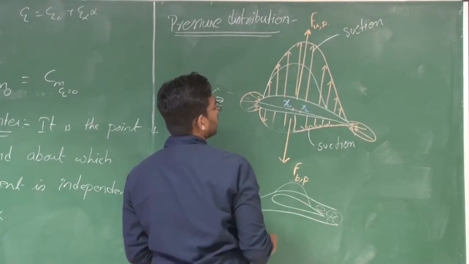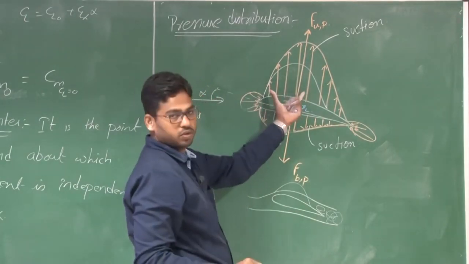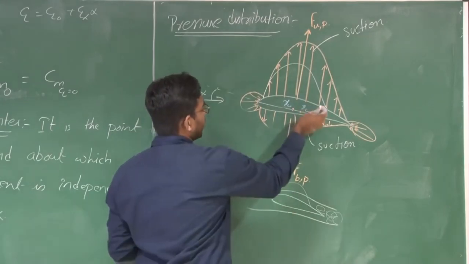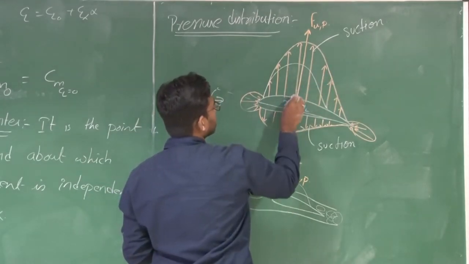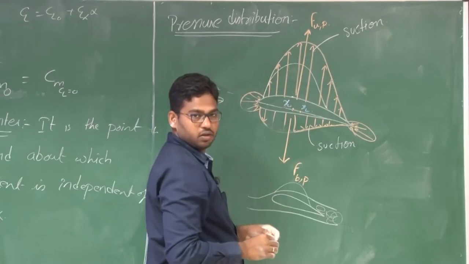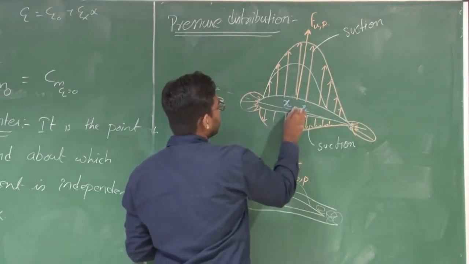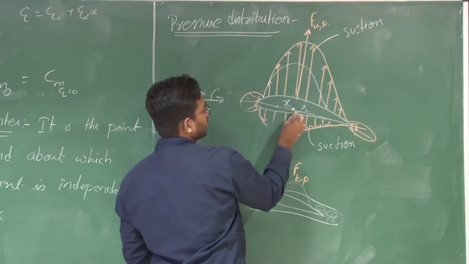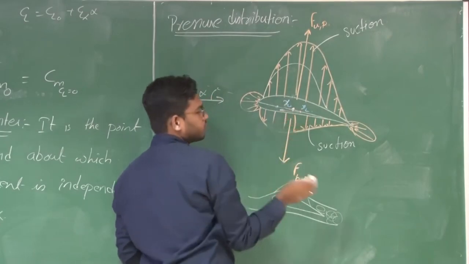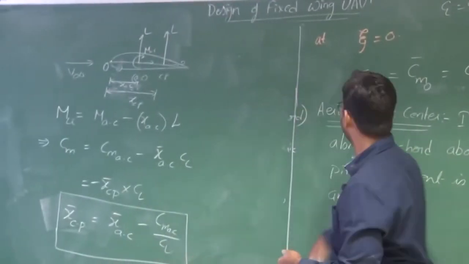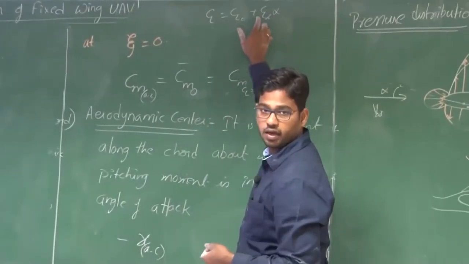Say if this is your resultant pressure distribution at higher angles of attack, then XCP for the initial case and this case will vary. So this will shift towards the aerodynamic center. Say this is your aerodynamic center, this XCP will slowly shift towards your aerodynamic center. When can this happen? At higher CLs. When can you achieve higher CL? When you have a higher angle of attack.